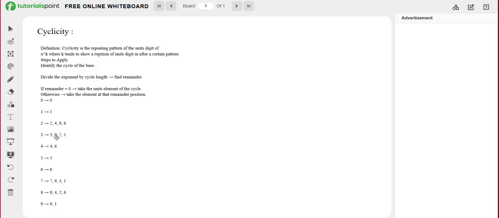Now for 3 as well, it is a 4 cyclicity. For 4, it is a 2 cyclicity. For 5, it is 5. In fact, 5 raised to any power greater than 2 will have both the units and tens digits equal to 25. Okay. Now 6 has a cyclicity of 1, 7 has another cyclicity of 4. Okay. 8 again has 4, 9 has again 2.